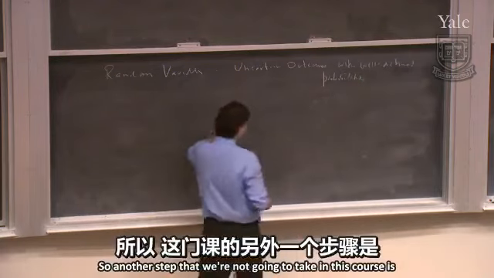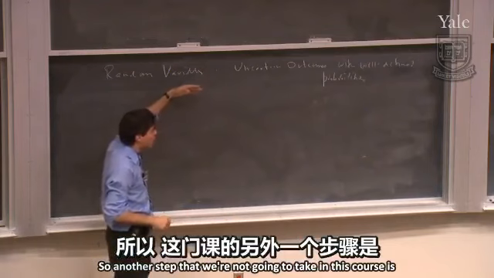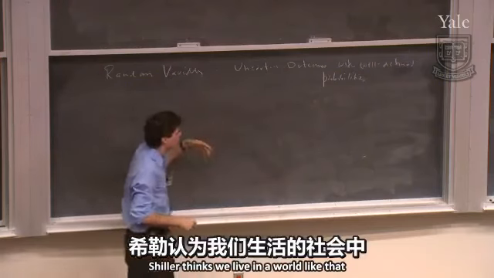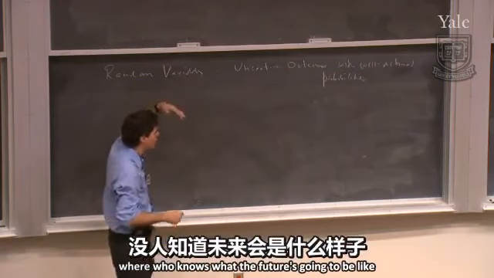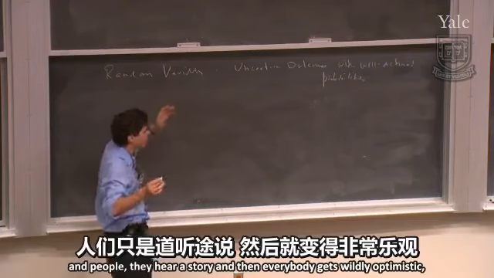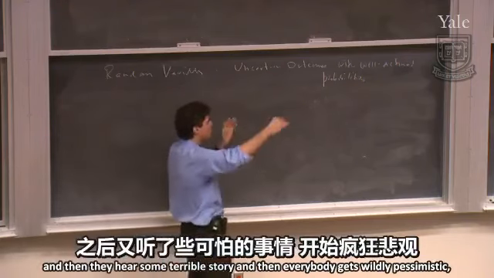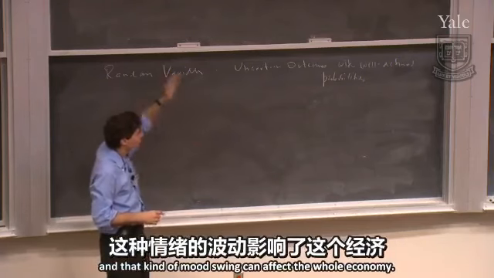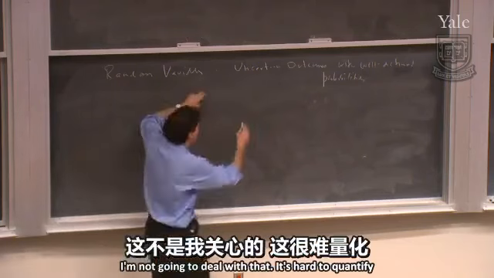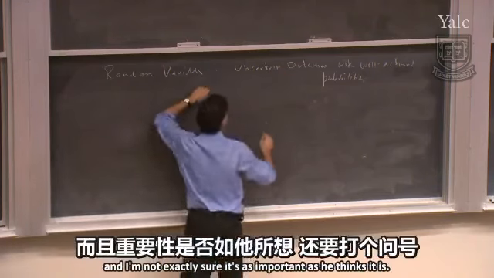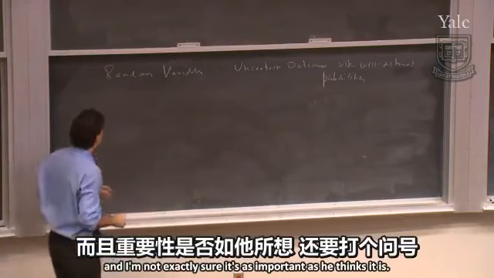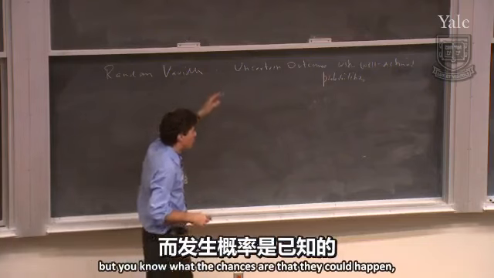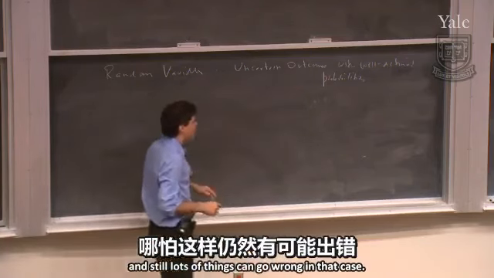Another step that we're not going to take in this course is to say people just have no idea what the chances are something's going to happen. Schiller thinks we live in a world like that, where who knows what the future's going to be like, and people hear a story and then everybody gets wildly optimistic, and then they hear some terrible story and then everyone gets wildly pessimistic, and that kind of mood swing can affect the whole economy. I'm not going to deal with that. It's hard to quantify, and I'm not exactly sure it's as important as he thinks it is. So we're going to deal with the case where many things can happen, but you know what the chances are that they could happen. And still, lots of things can go wrong in that case.